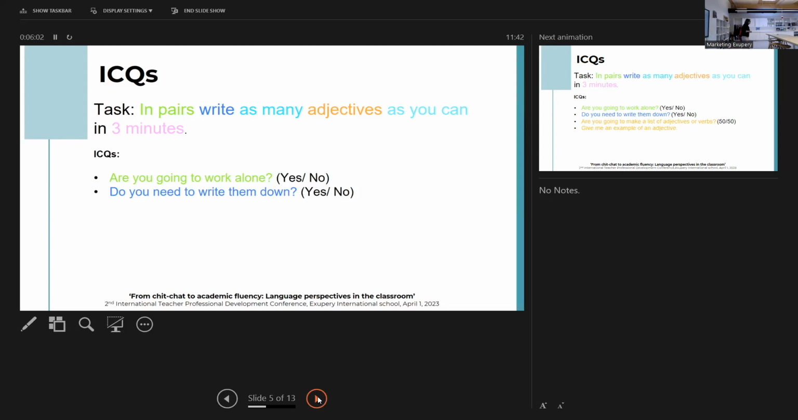Because sometimes students do the brainstorming phase of the task and they just forget that they need to write it. And maybe it's crucial for your next step in the activity. Maybe then you want to build on it and write sentences or work with the form of the adjectives and so on. Whether they really understood about the adjectives element: are you going to make a list of adjectives or verbs? Adjectives. And then give me some examples of adjectives, whether they know what they need to write down.